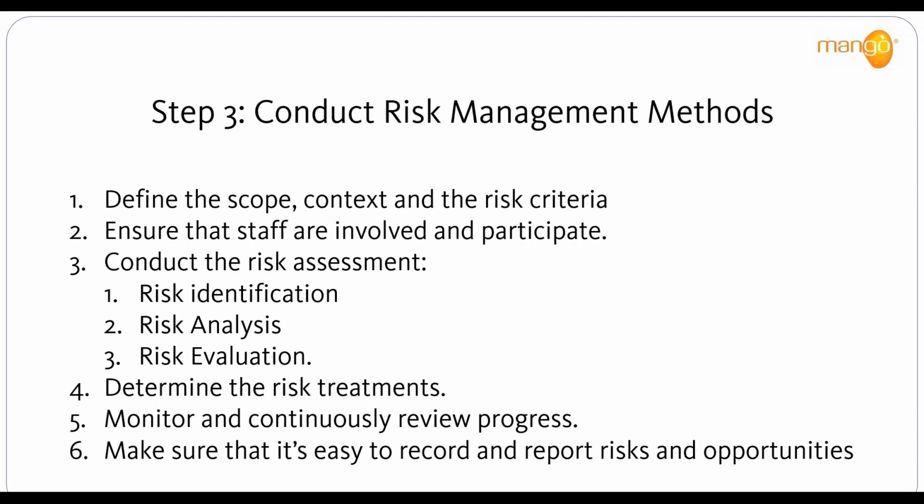Get a whole bunch of staff involved and participating in this. You may want to set up some committees or some teams to put all this together. You're then going to conduct a risk assessment. You're going to go through a process of risk identification, risk analysis, and risk evaluation. And then you're going to determine your risk treatments, which includes all the controls. And then you're going to put in a process of monitoring and continuous review. The last step there is to make sure that any future risks or opportunities are easy to record. So this is the process you're going to go through for each of the risks that you've got for your business. And we'll just go through those in a bit of detail now.